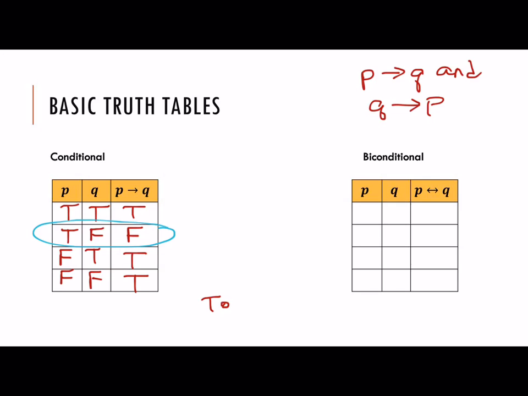So let's say that my statement is tomorrow is Saturday if and only if today is Friday. And we have this abbreviation, IFF, and that means if and only if. So tomorrow is Saturday if and only if today is Friday.